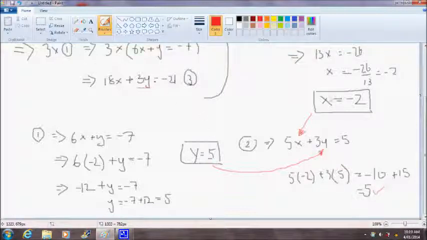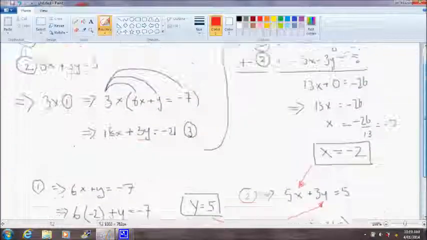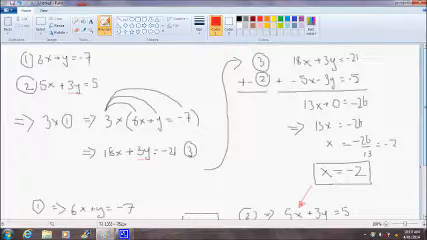So our solution for both variables is correct, and this is how you would solve a system of two simultaneous equations using the method of elimination.